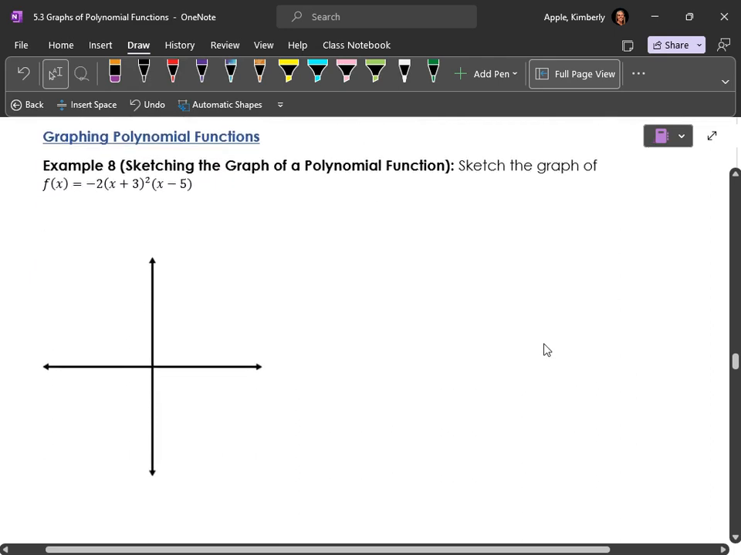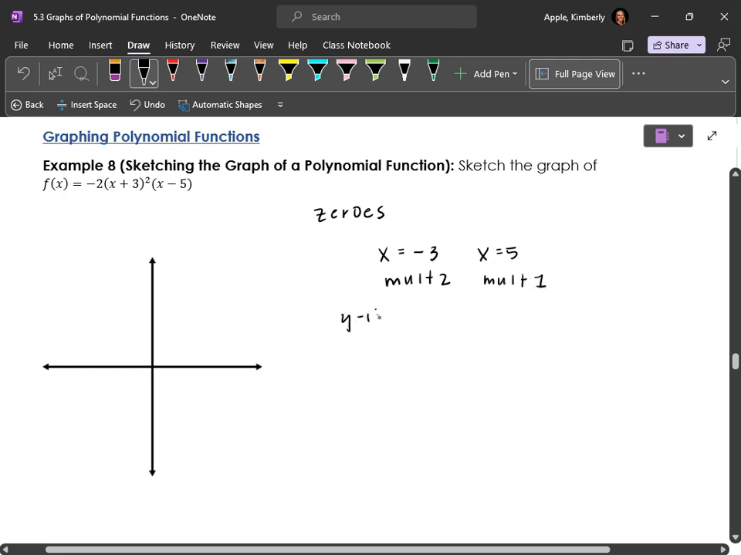So sketching the graph of a function, this is going to be really important for us. We need to use all the key features in order to figure this out. The first thing I want to do is make sure I've got all the zeros. And so the zeros for this function are actually going to be x equals -3, and that's multiplicity 2. x equals 5, and that's just a multiplicity of 1.